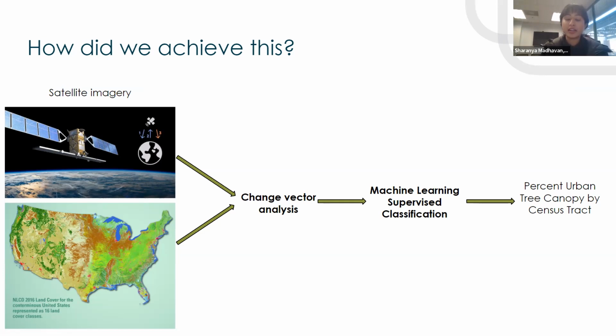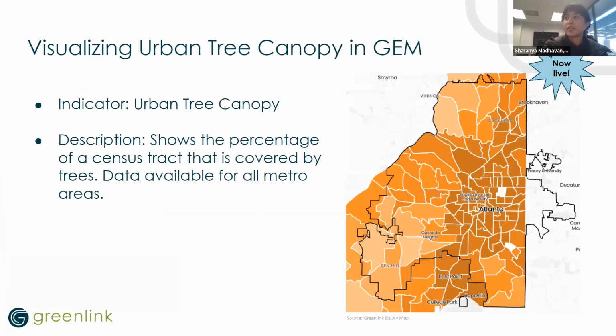And so the current data set that we have today is 2019. That leads me to the final data set, which essentially is the percentage of urban tree canopy by census tract, which will be the indicator that we're talking about today. So this is the moment that everybody has been waiting for. Urban tree canopy is now in GEM as of this morning. It is currently live, very exciting.